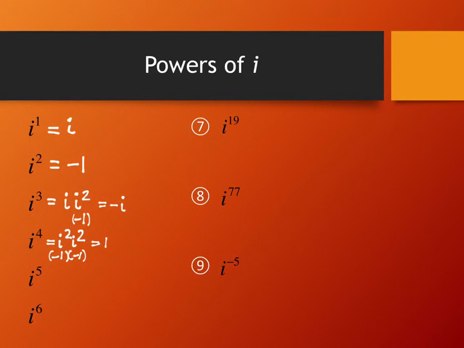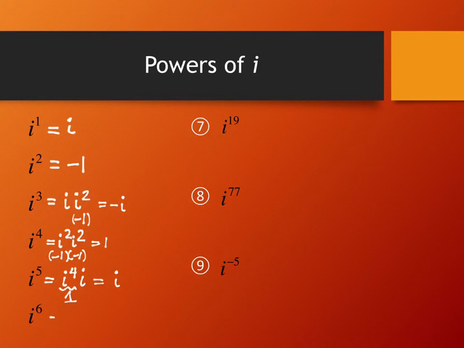So that's great for the first 4. But the cool thing that happens is that this pattern, i, negative i, 1, will keep repeating forever with powers of i. And here's how I can show you that that works. i to the 5th is i to the 4th times i. What's i to the 4th? 1. And I'm left with i.